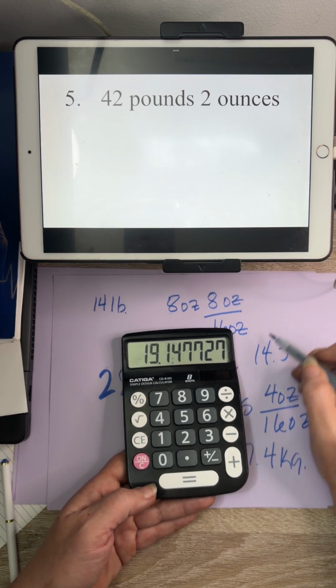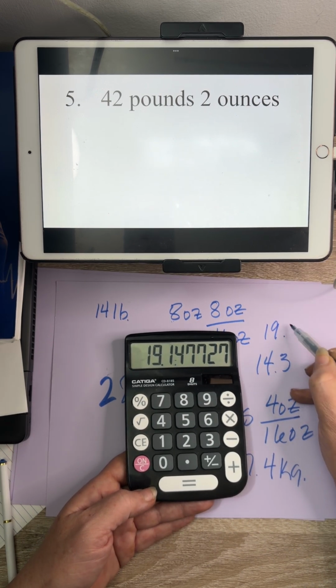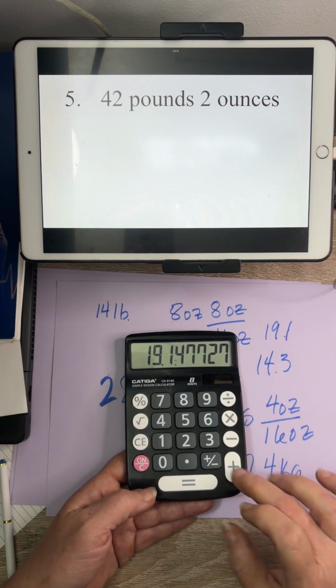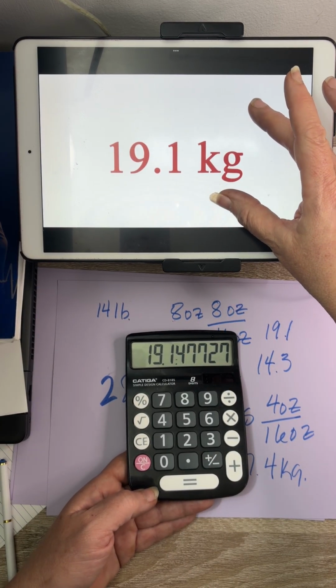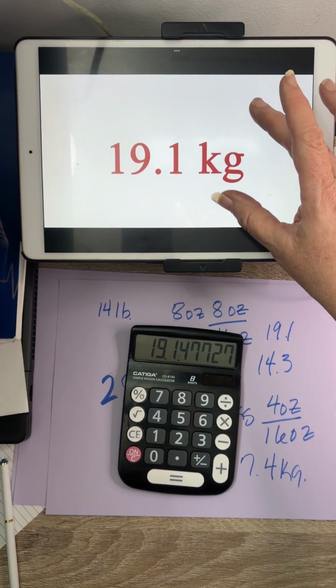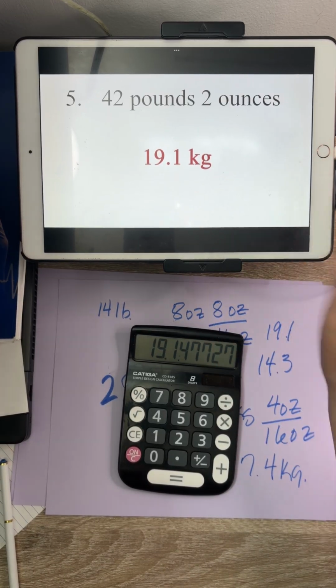19.14 is still going to be 19.1. All right, look. Sure enough is. We saved another one.